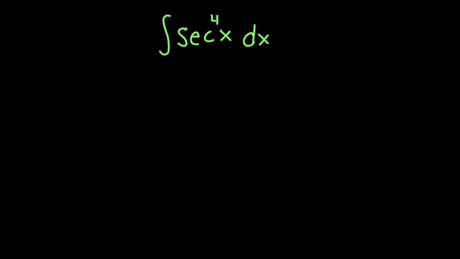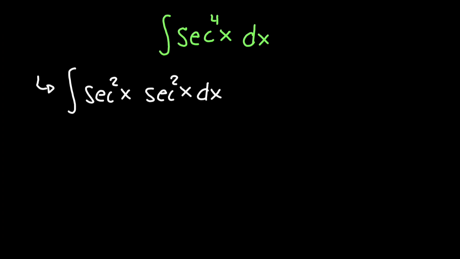Let us move on to the integral of secant to the power 4 of x. The first thing you're going to do here is to factor out one secant squared. So, this would be secant squared of x and secant squared of x dx. Now, the reason that we factor out secant squared x is that this will later be a part of du. But I will be explaining that later on.